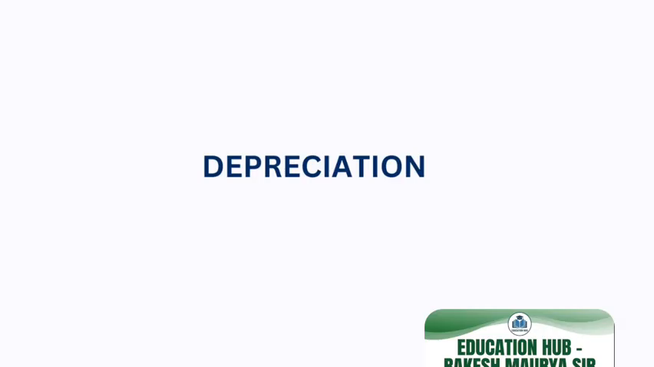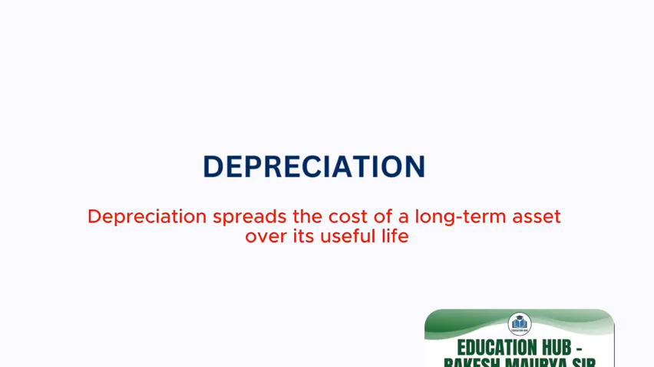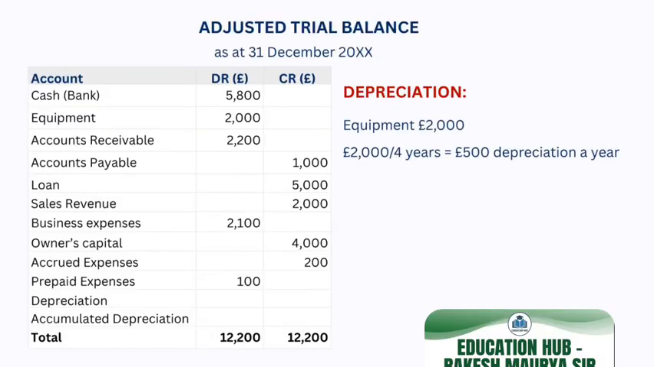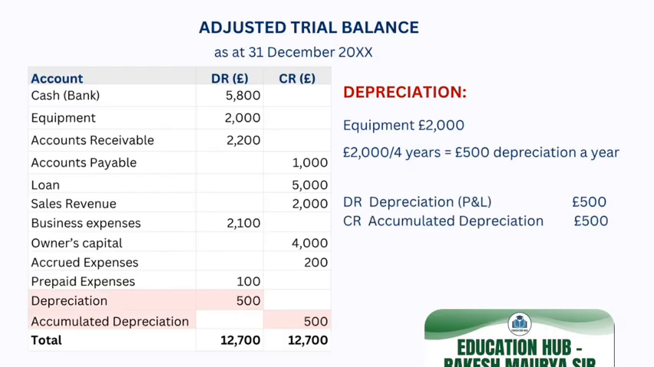Next adjustment is depreciation. Depreciation spreads the cost of a long-term asset over its useful life. For example, suppose our £2,000 worth of equipment loses £500 value each year through use. We make an adjustment: debit depreciation expense £500 and credit accumulated depreciation £500. Depreciation expense increases expenses, while accumulated depreciation reduces the asset's book value.